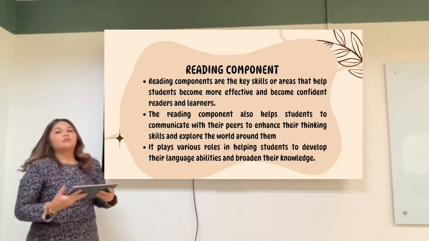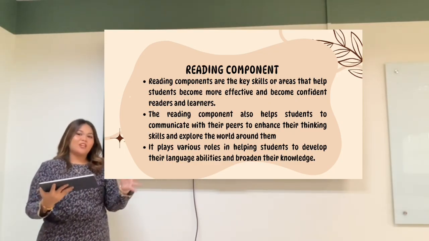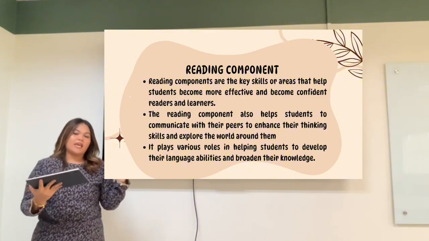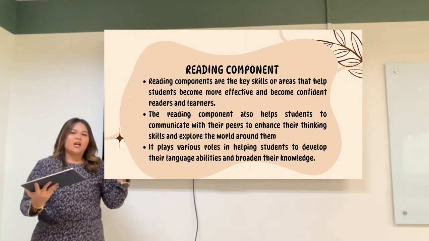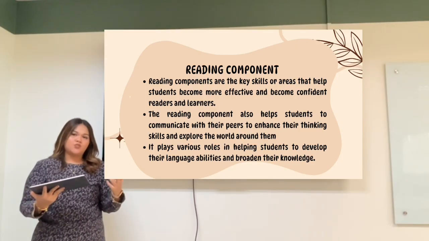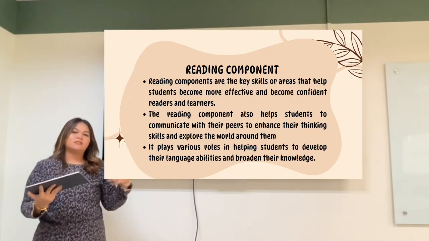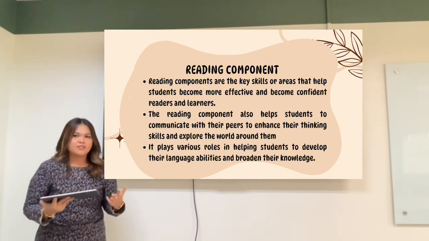So, in the reading component, there are four elements. The first one is A1, which is phonics and decoding. The second one is A2, fluency development. The third one, A3, comprehension skills. The last one, A4, which is independent and extensive learning.